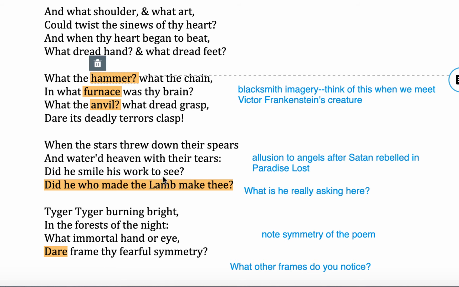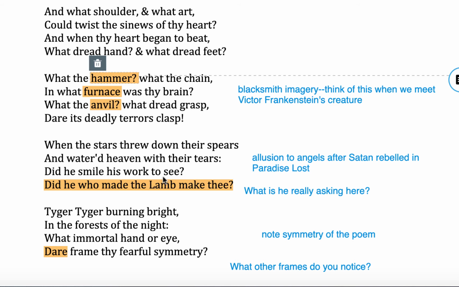In the first couple lines of that stanza, it's pretty clear that the sinews of thy heart are referencing the tiger's heart, right? Remember, this whole poem is an address to the tiger. The speaker is questioning the tiger in this poem. So it's pretty clear that the sinews of thy heart refer to the tiger's heart, and the speaker is asking who created the tiger's intricate, complicated heart. And this thing that created the tiger's heart had to have shoulder and art.